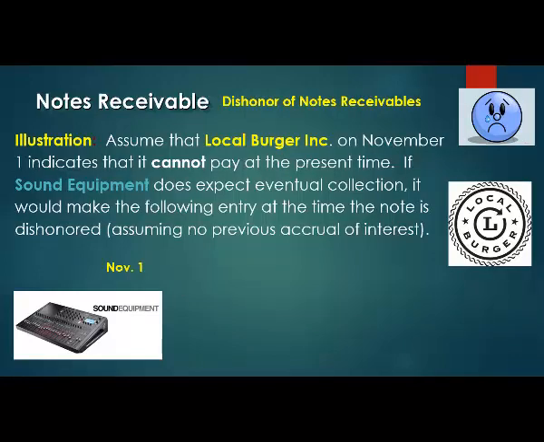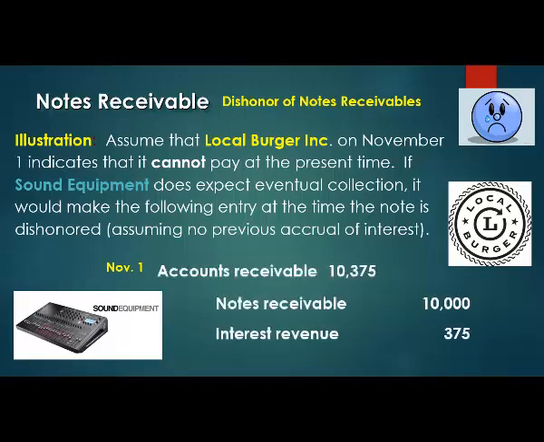Let's do the journal entry for a dishonored note. Assume that Local Burger cannot pay. If Sound Equipment expects eventual collection, it needs to transfer the note receivable balance back into accounts receivable with interest. The reason for that is because the note is no longer negotiable. It has been dishonored. And here we have it. Accounts receivable is upped by $375. Notes receivable is cleared. And interest revenue has a credit of $375.